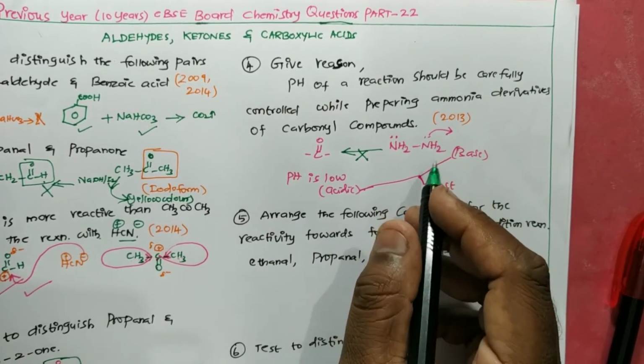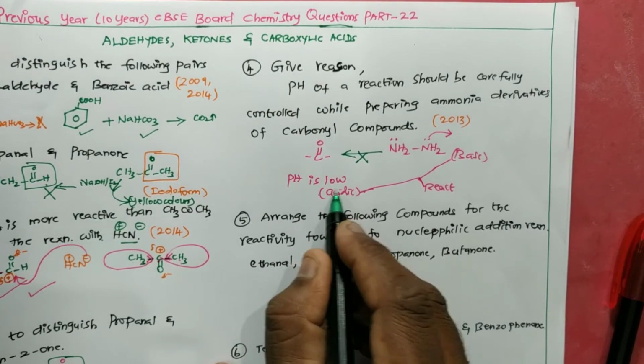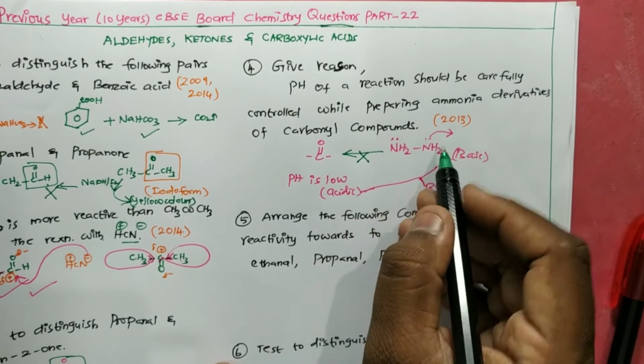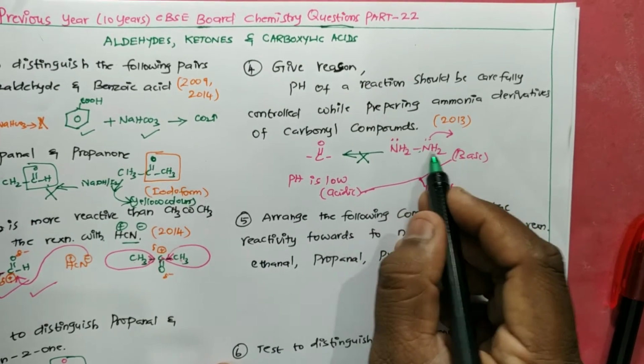Are you able to understand, student? So here, if you decrease the pH value, it becomes acidic. If it becomes acidic, it reacts with a strong base. So the base is ammonia, the ammonia derivative.